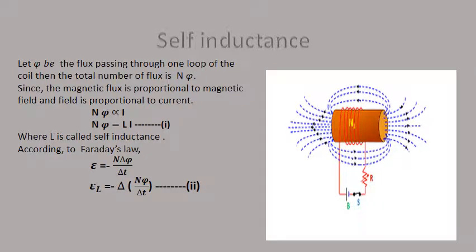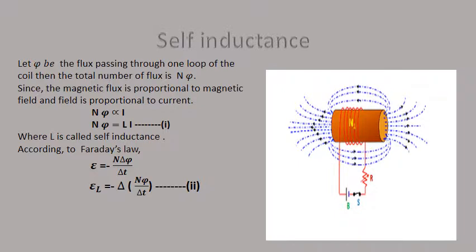Let phi be the flux passing through one loop of the coil, then the total flux linkage is N phi. Since the magnetic flux is proportional to the magnetic field and the magnetic field is proportional to current, this N phi is directly proportional to I. This means the amount of current flowing in that circuit is directly proportional to the flux linkage. So by removing this proportionality sign, we introduce a symbol, capital L. Now this L is known as self-inductance. It is basically the constant of proportionality.